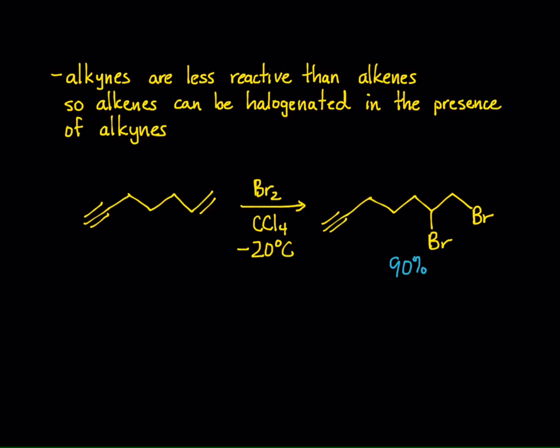But in general, alkynes will react typically at a little bit higher temperatures, typically in excess halogen, such that we get tetrahalides forming. And so you see a lot of those types of reactions.